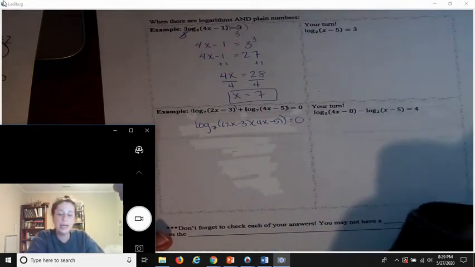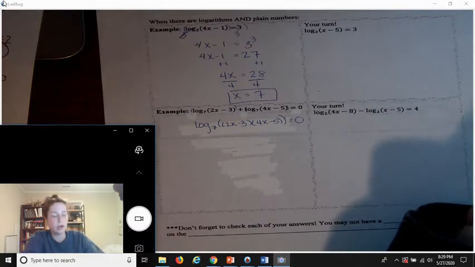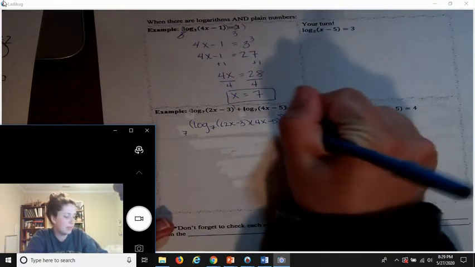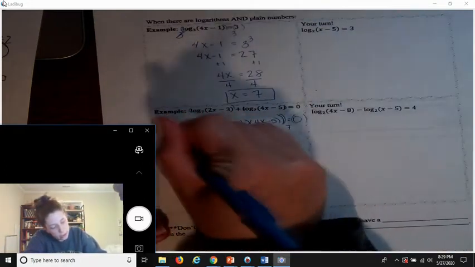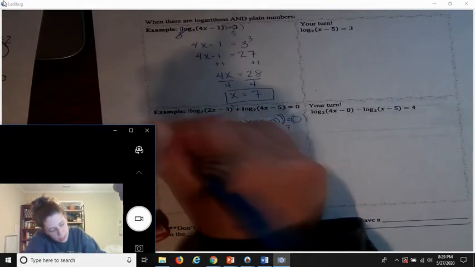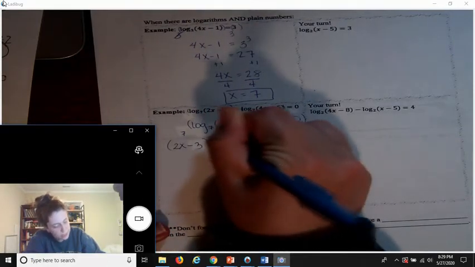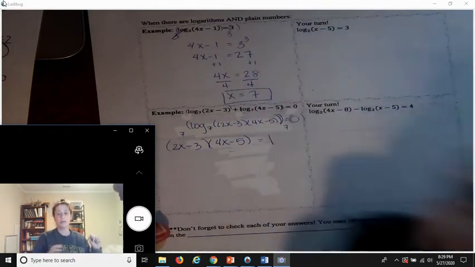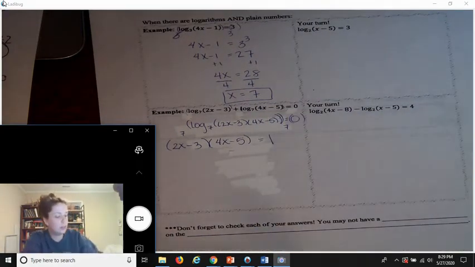Okay, now instead of worrying about all the stuff on the inside, I'm going to get rid of the logarithm. To get rid of the logarithm, I raise each side with the base 7. So I'm going to have 2x minus 3 times 4x minus 5 equals 7 to the 0 power, which is 1. Okay. Now I'm going to distribute everything.